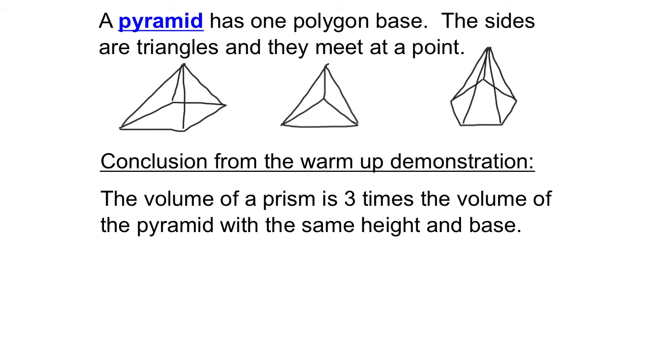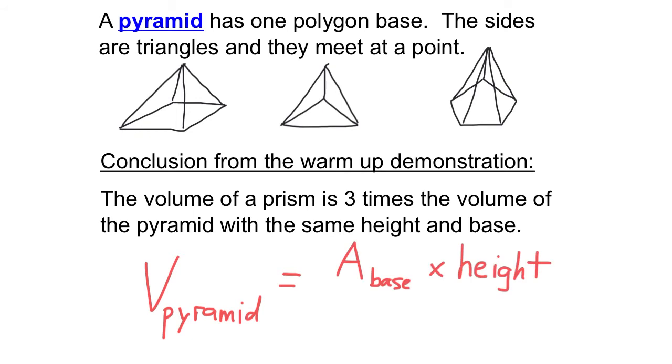Now, the warm-up demonstration that I showed from that YouTube video showed us that the volume of a prism is 3 times the volume of the pyramid with the same height and base. In the video, you saw a cube getting filled by the volumes of 3 square-based pyramids. And so we can say that the volume of a pyramid is the same as the volume of the prism with the same base divided by 3.